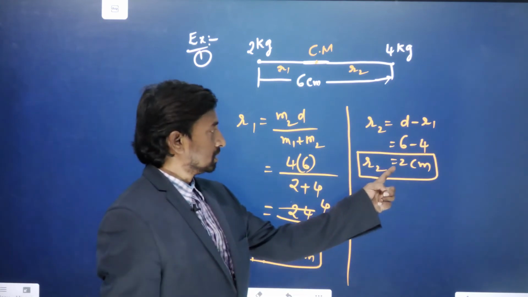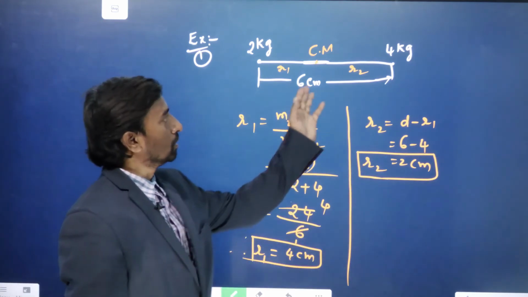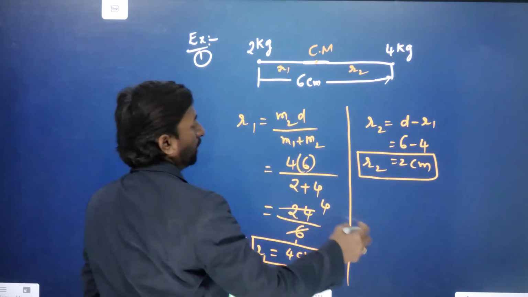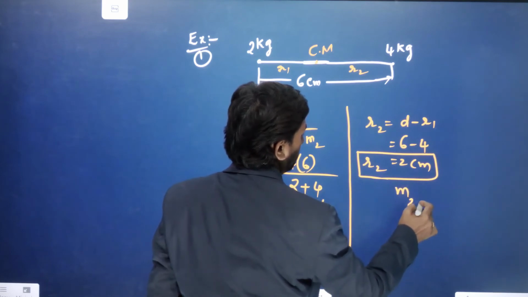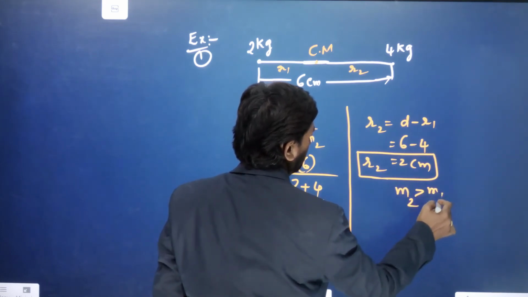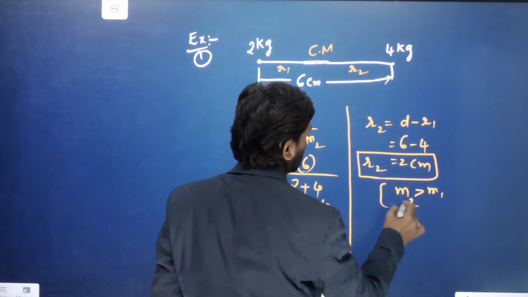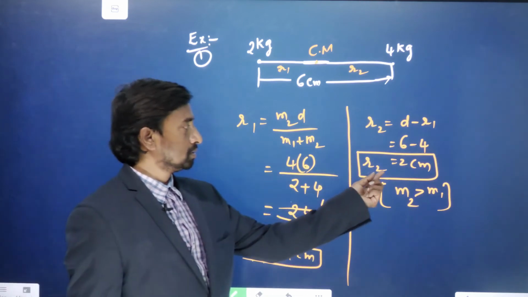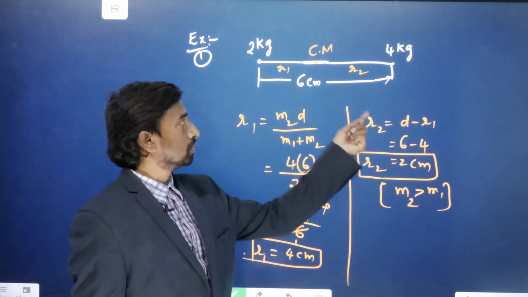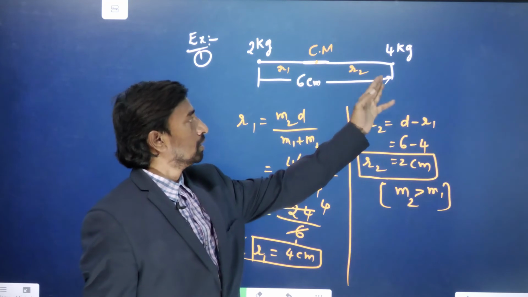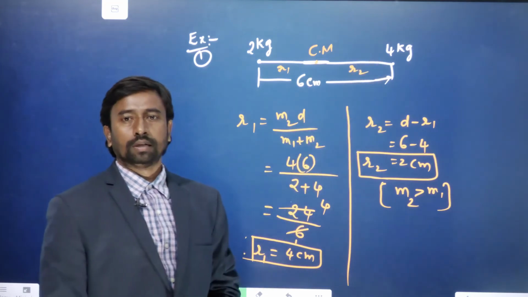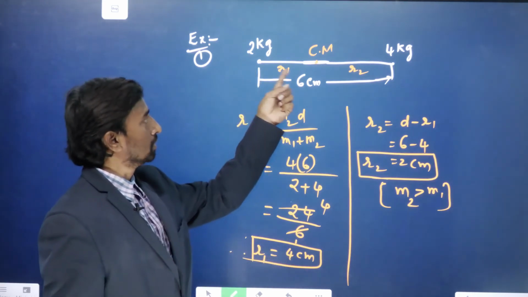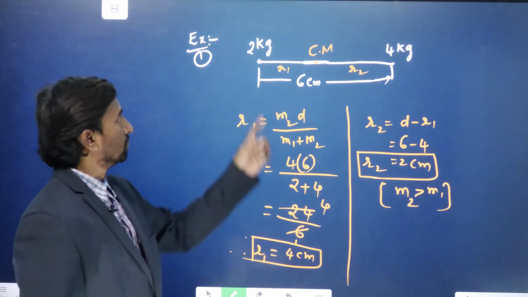Means the center of mass is near to the heavier mass of the object. See here, m2 is greater than m1. So if m2 is greater than m1, we got r2 as the lesser value. Means r2 is the lesser value, so it is near to the heavier mass, and r1 is 4 centimeters, so it is far from the lighter mass.